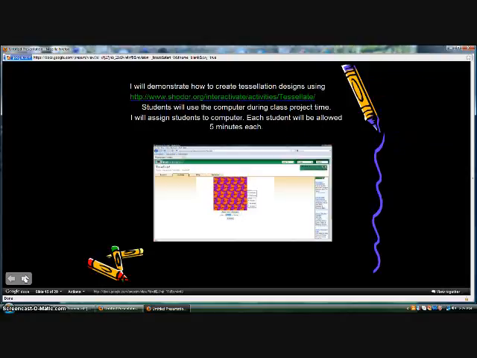Next, I will demonstrate how to create a tessellation using the Shodor website. This is the website they will be using during their student computer time.